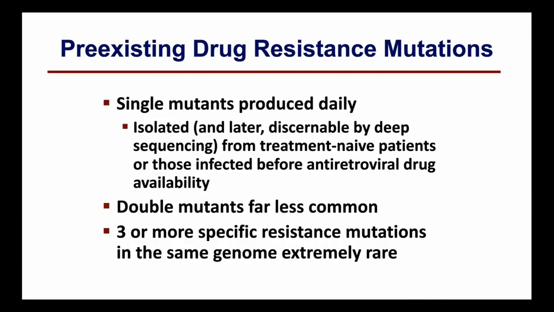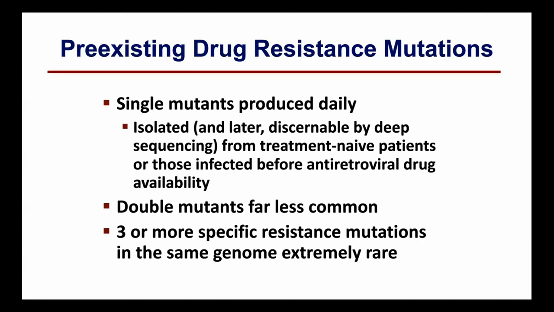So what we have learned is that single mutants are produced daily. They pre-exist, and one can find them in the wild type population even before the virus from an individual has seen drug. With great effort, one could actually find them as rare isolates, and then later, as deep sequencing became available, and one could screen large numbers of viruses, you could find drug resistance mutations in the original wild type population. And these are from treatment naive patients who were infected before antiviral drug was available, so we knew that it hadn't been selected for. Double mutants are far less common.